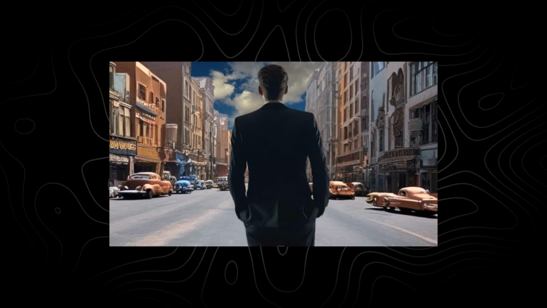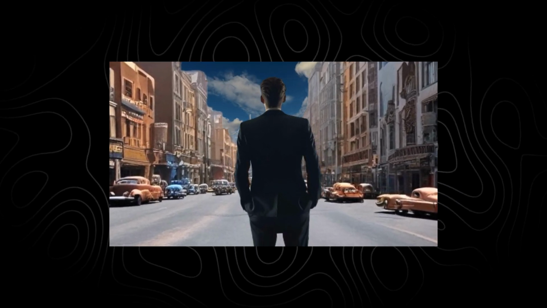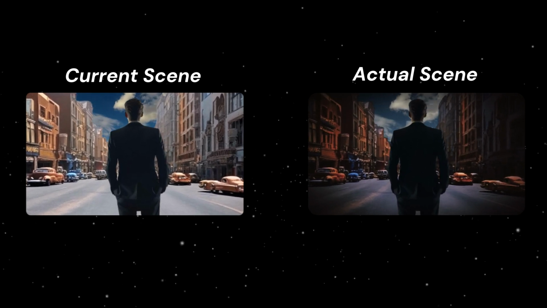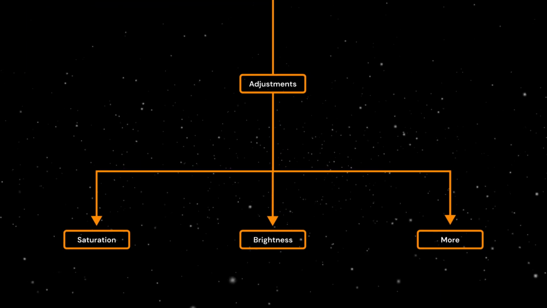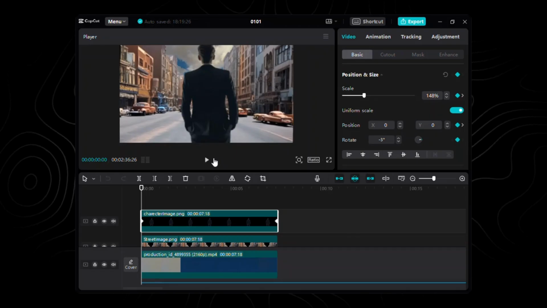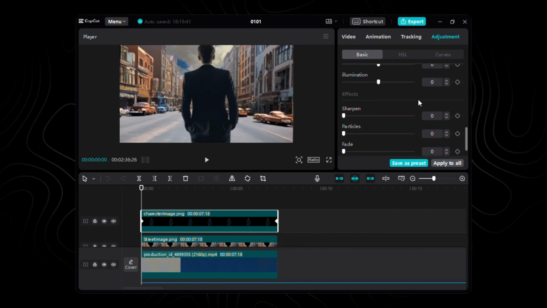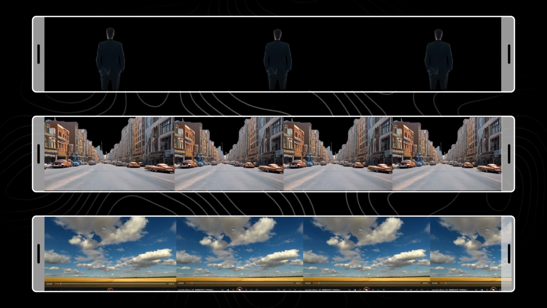And there we have it, a dynamic composition. Our man in the suit stands against the vibrant cityscape and moving sky, adding that touch of sophistication to our video. Now that we've set up our base scene, let's fine-tune it to perfection. There's a subtle difference between our actual video scene and what you're seeing now. To bridge that gap, we're going to use some adjustments like saturation, brightness, and more. Step 1. Accessing adjustments. Click on the Adjustment tab right after the Animation tab. This is where the real magic happens. We'll be adjusting each layer one by one to bring our scene to life.